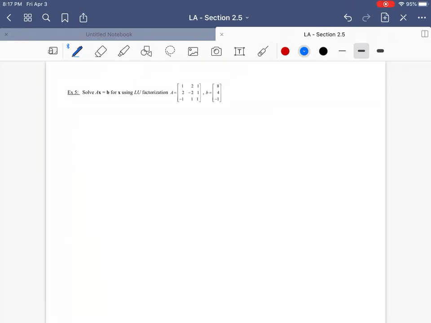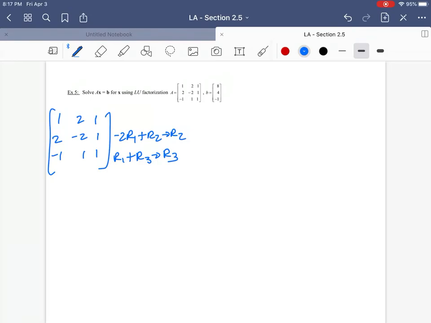Example 5. First of all, I have to do my LU factorization. So I'm going to start with my problem: 1, 2, 1, 2, negative 2, 1, negative 1, 1, 1. Remember, I'm going to try to get it in echelon form. So I'm going to do negative 2 times row 1 plus row 2, staying in row 2, and at the same time row 1 plus row 3, staying in row 3.